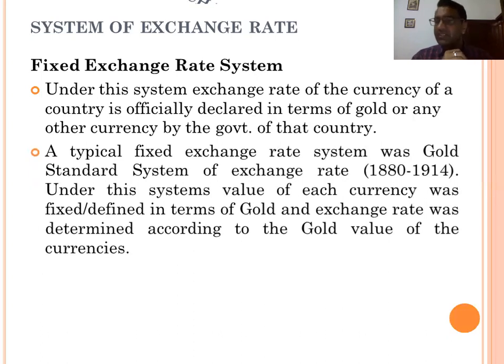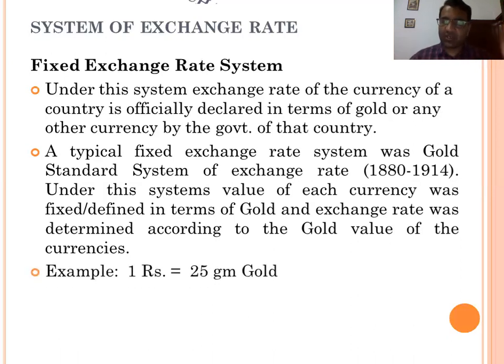A typical fixed exchange rate system was the gold standard system of exchange rate. Under this system, the value of each currency was fixed or defined in terms of gold, and then the exchange rate was determined according to the gold value of the currency. For example, first they see how much gold they can purchase from the rupees, and then how much gold they can purchase from the dollar. So they decide the quantity on that basis, and then they decide the currency.